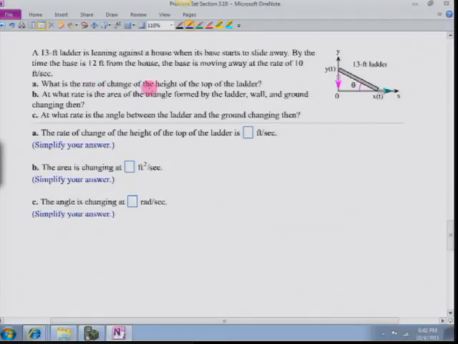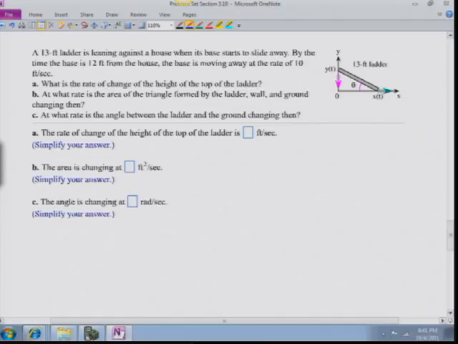What is the rate of change of the height of the top of the ladder? Because what's happening with that ladder? As it goes this way, what's happening to the top of the ladder? It's sliding down. So it's saying when it reaches here, how fast is it sliding down at that very moment? That's a derivative. At what rate is the area of the triangle formed by the ladder, wall, and ground changing then.